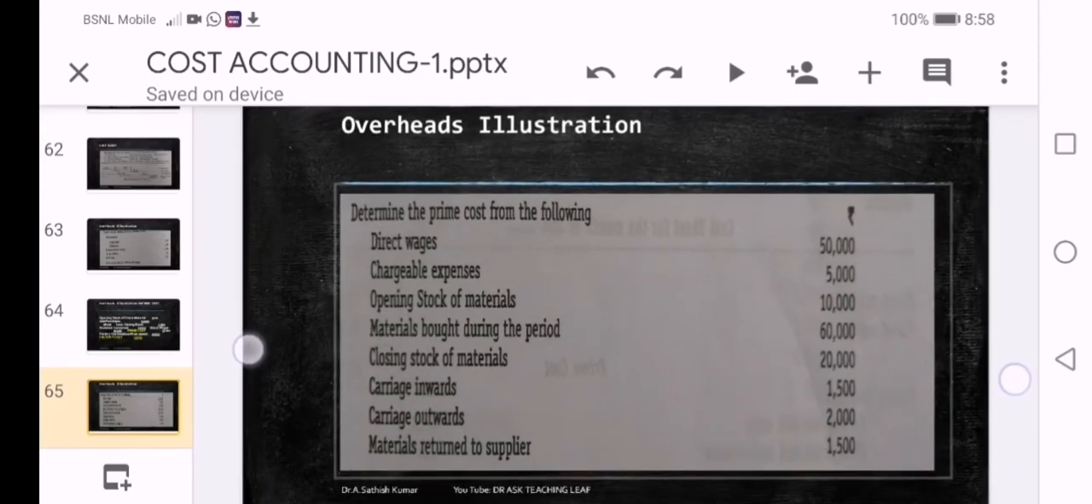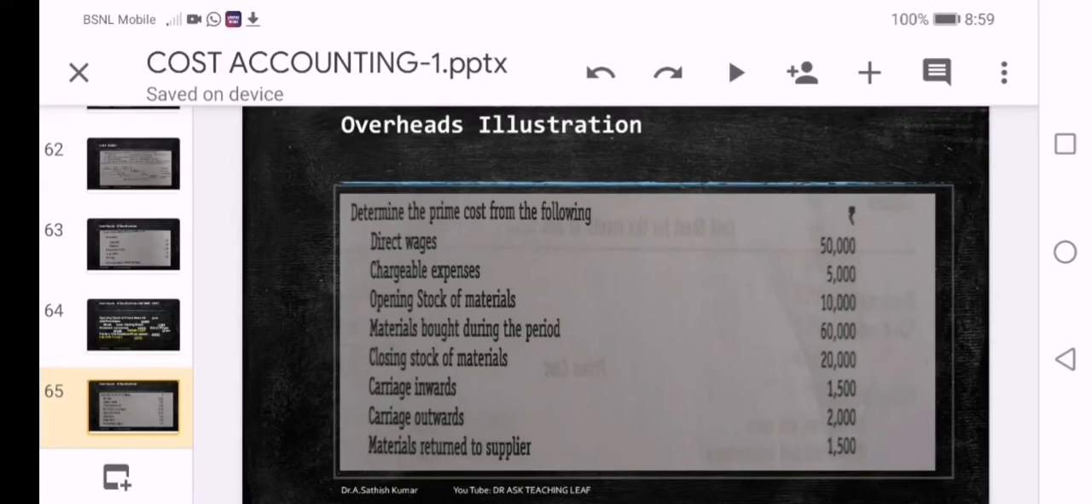This way you have to compute. Now let us take another short answer question. Find out the prime cost from the following: direct wages, chargeable expenses. Chargeable expenses means direct expenses. Opening stock of material, materials purchased during the year, closing stock of material, carriage inward, carriage outward, materials returned to supplier. These are the items given.